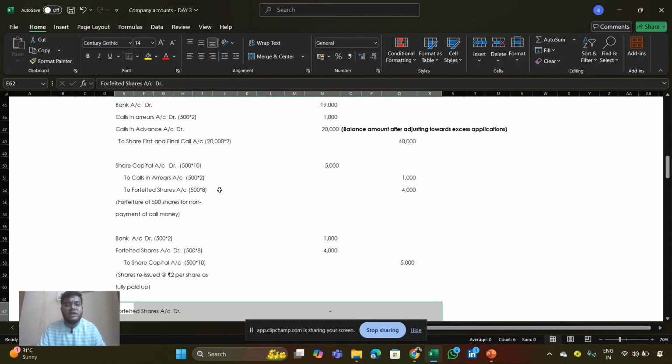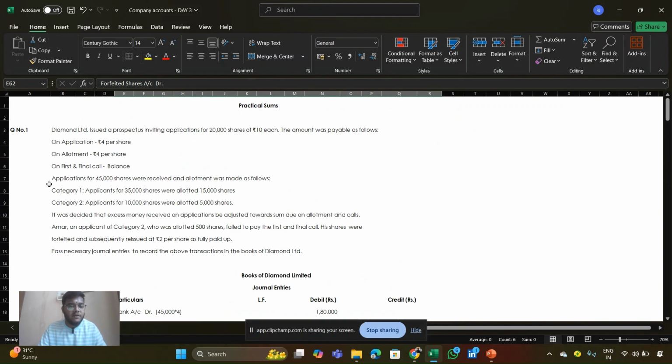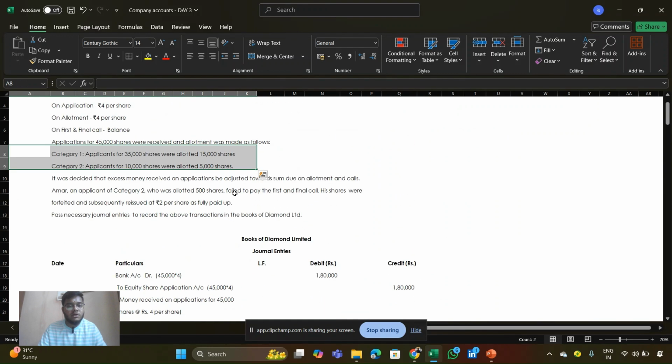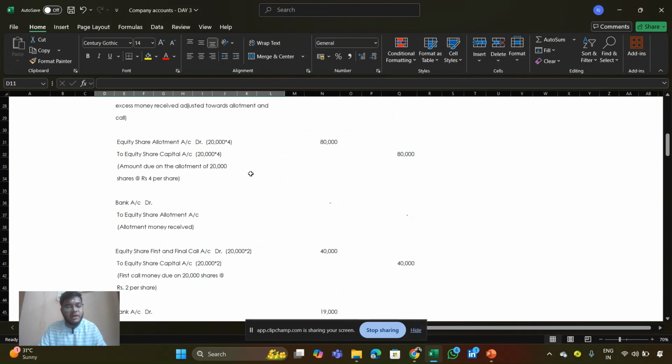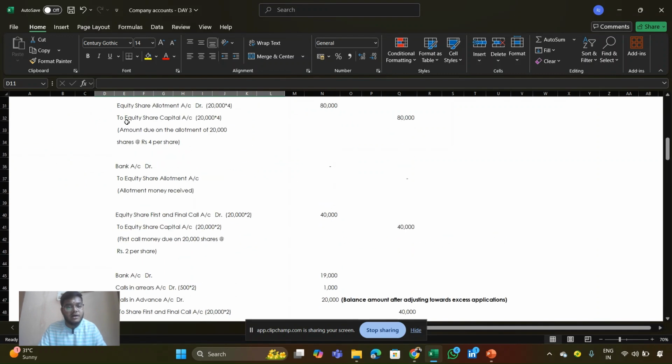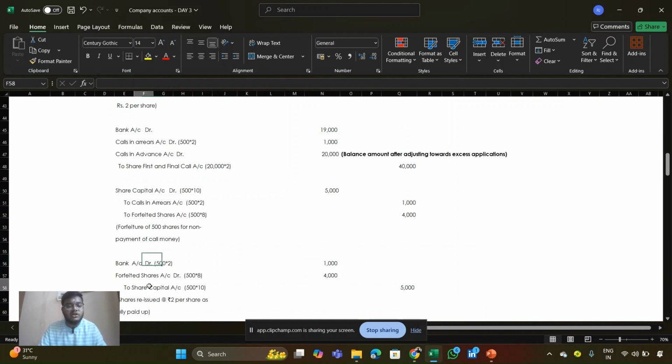In this, the only trick is that two categories will be given. We have to allocate based on the two categories. In whichever category they fail to pay, you have to see it properly, and then you have to deduct the value in the call scenarios, whatever he didn't receive. So balance, forfeited, and then reissue.